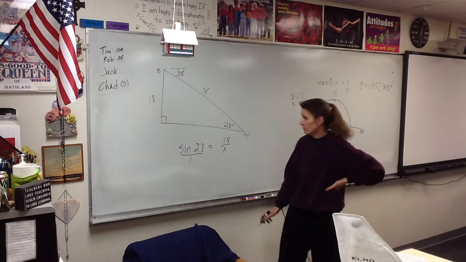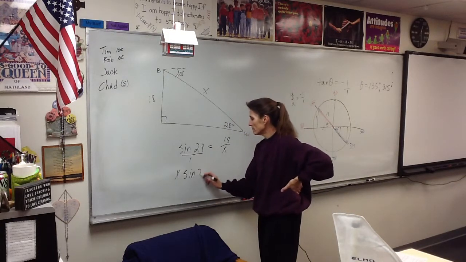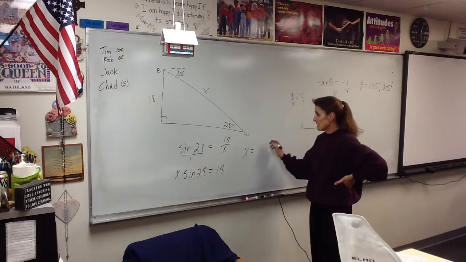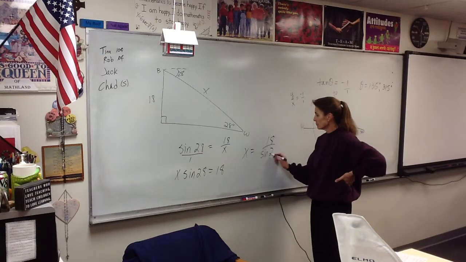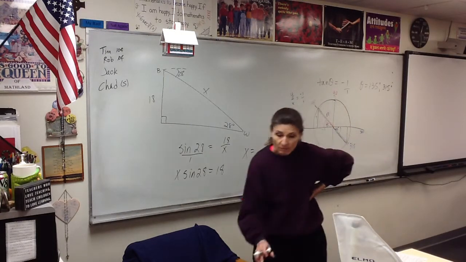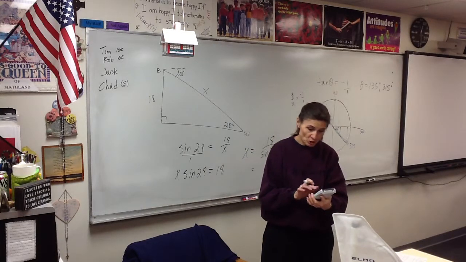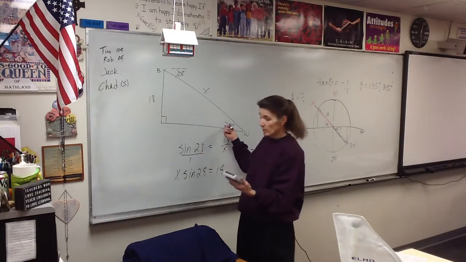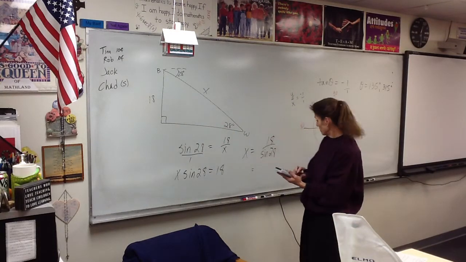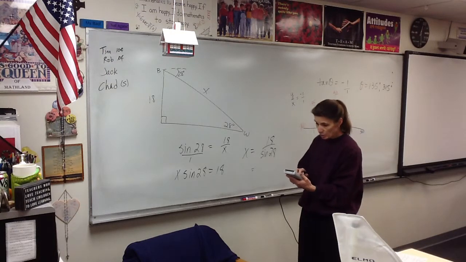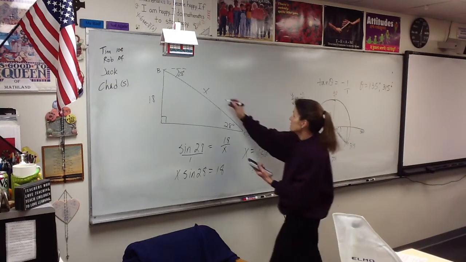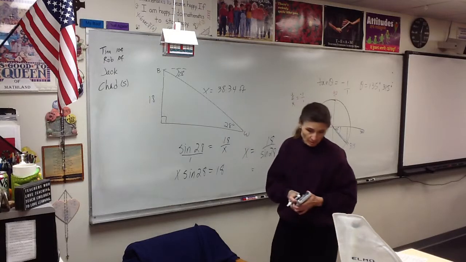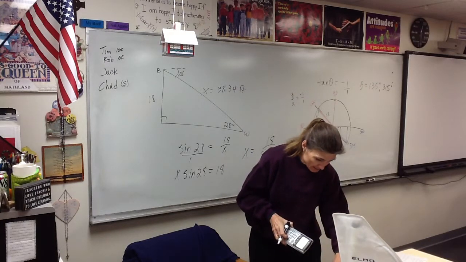I can cross multiply here if I want and say x sine 28 equals 18. So x will equal 18 divided by the sine of 28, which I will type into my calculator, being very careful to make sure I am in degree mode. This is a degree measure, so make sure you're in degree mode. I have 18 divided by sine 28, and that distance is 38.34 feet.